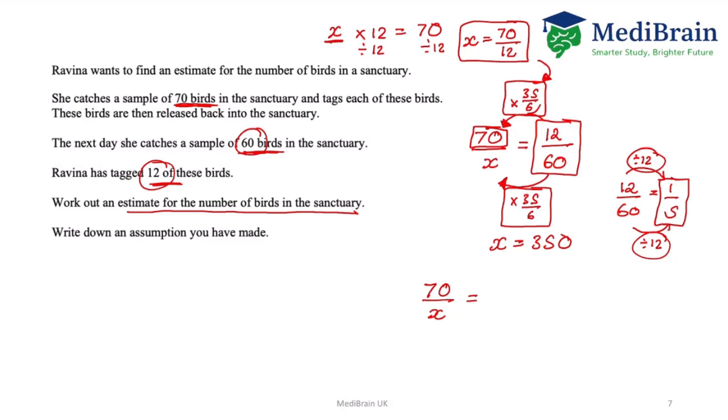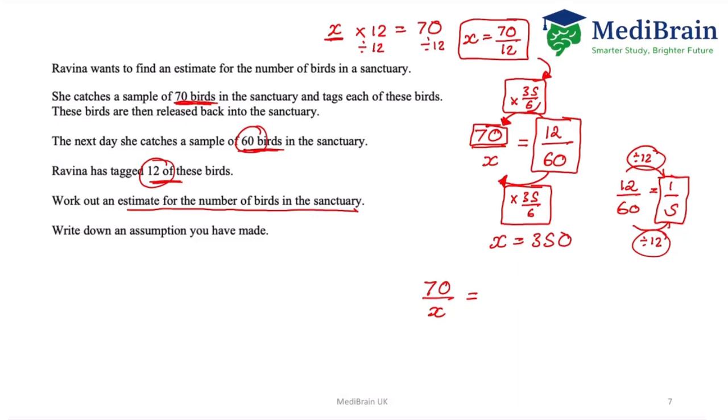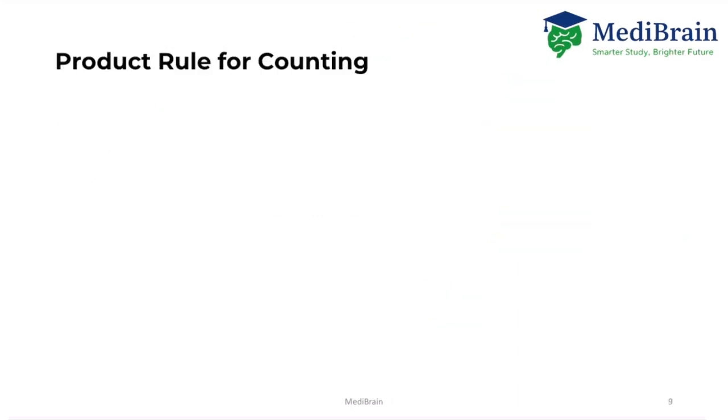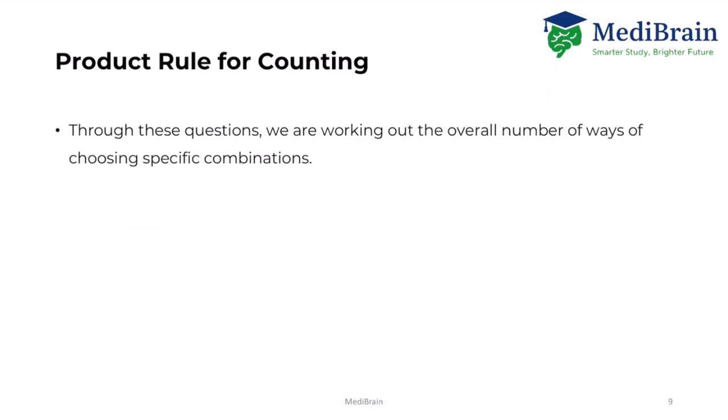Okay, so now before we end off, we're going to go through the product rule for counting. Through these questions, we are working out the overall number of ways of choosing specific combinations. This will make more sense. It's really not that hard, this topic. We're going to have a look at some questions in a minute. These are questions that many people just leave out, or it baffles their head. But it's really not that difficult.